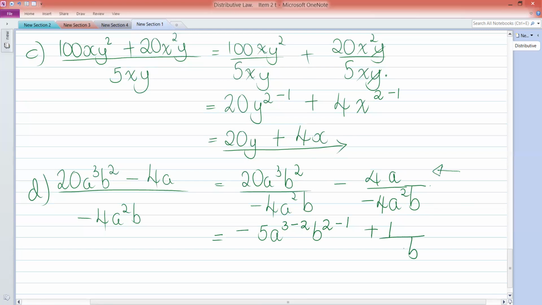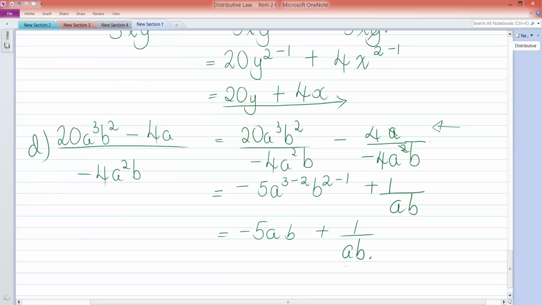Minus 1. Right, so you're going to remove one of the a's. Now, the a at the top cancels out with one of the a's at the bottom. So the only thing that remains is a at the bottom. Okay, so this becomes minus 5a to the power of 1 and b to the power of 1 plus 1 over ab. Yeah, so this was a very complex type question, right?